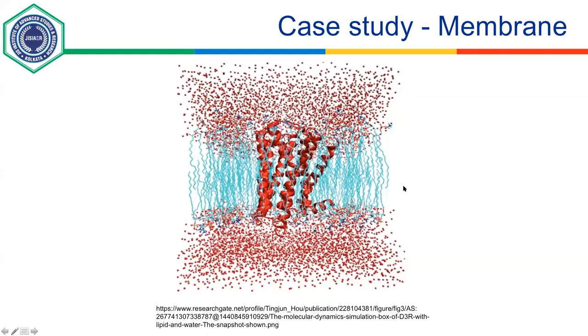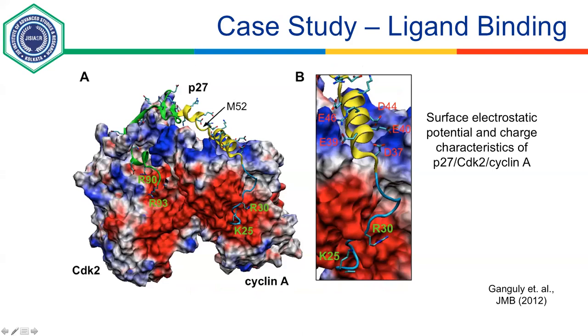The next example is P27, electrostatic binding of P27 on the CDK2 and cyclin A surface. This P27 is a cell cycle regulator. This is a trimer of CDK2, cyclin A and P27.